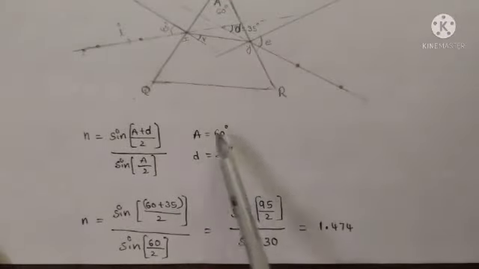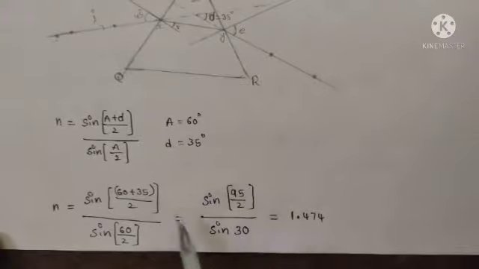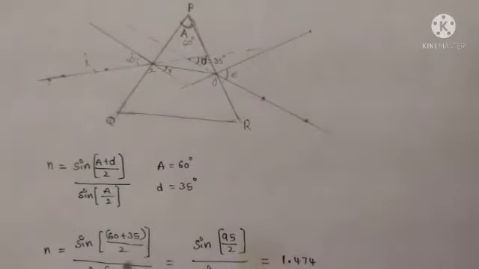We substitute these values in this formula. We get sin((60+35)/2) divided by sin(60/2). If we solve this, we get 1.474. This is the refractive index of the prism.